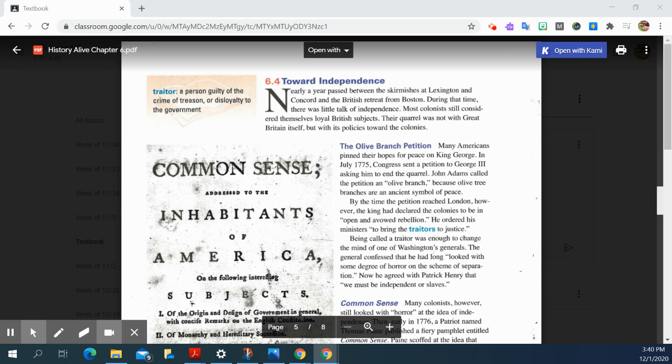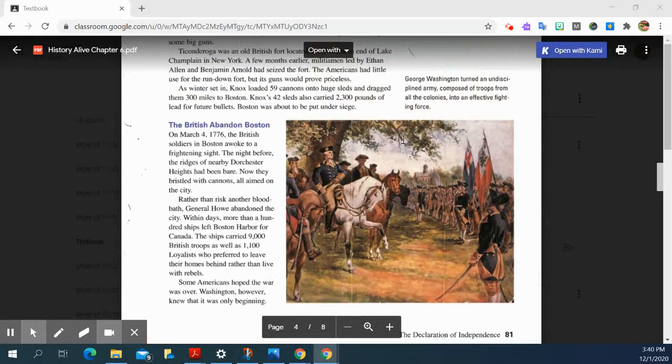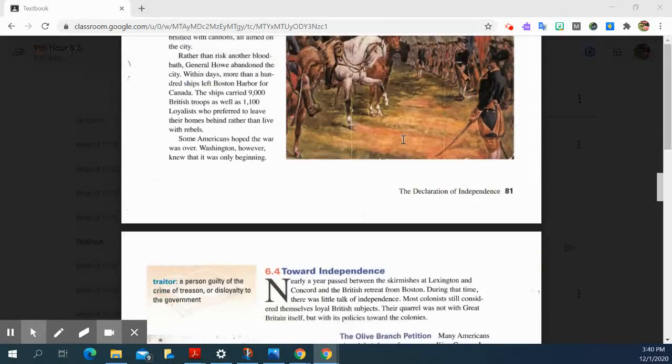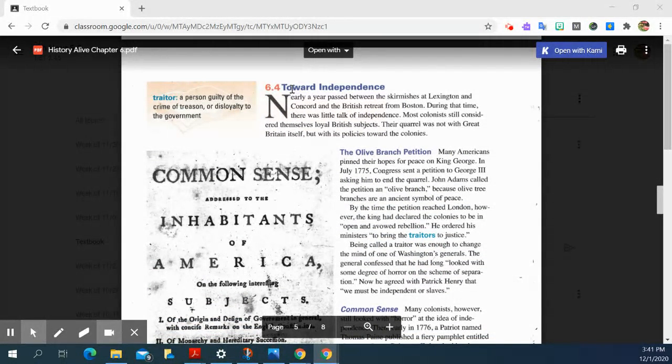Okay, 6.4, toward independence. Okay, so, common sense. Remember the British abandoned Boston? So now 6.4, a couple things to point out.